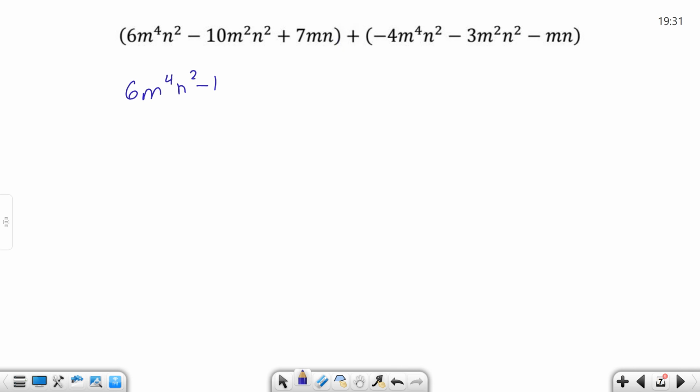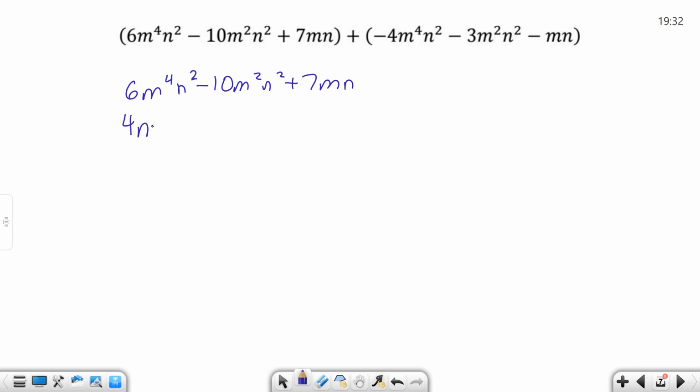6m to the fourth n squared minus 10m squared n squared plus 7mn. Okay? So look, let me remind you in the videos, I haven't said this in a while, if I'm working something and I go way too fast, you can pause it, rewind it, rewatch it, right? That's the beautiful thing about a video. So I may fly through this, but just pause it if you need to, take a breath, copy it down, then hit play again, listen, then pause it, copy it down, however you need to do that, okay? And rewatch it if you need to.